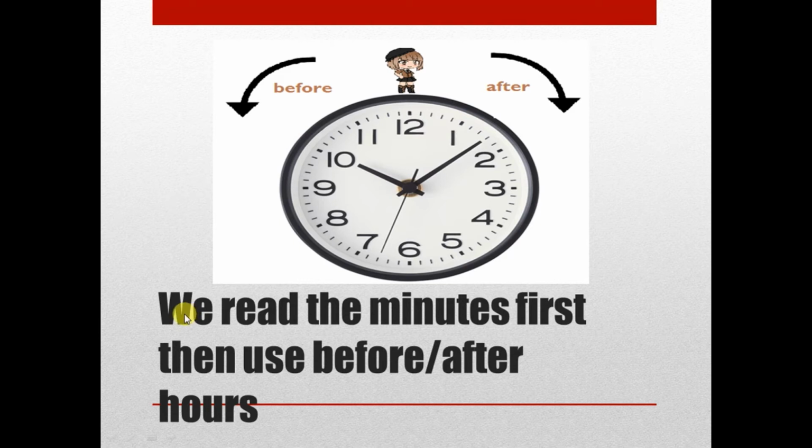Okay, so while using before or after, you have first to read how many minutes. So you count the minutes first, then you say after or before. After that you mention the hour. It's the opposite. Before, we used to read the hours first, the short hand first, then we read the minutes second. But here, if you use before or after, you will start with minutes.